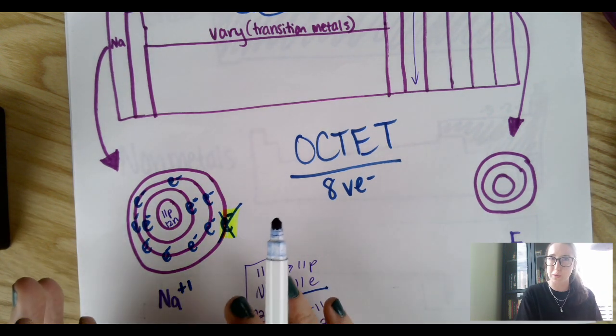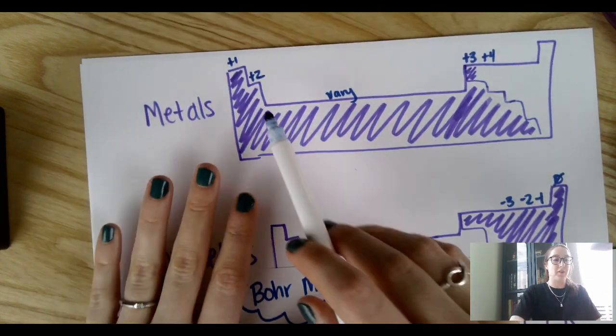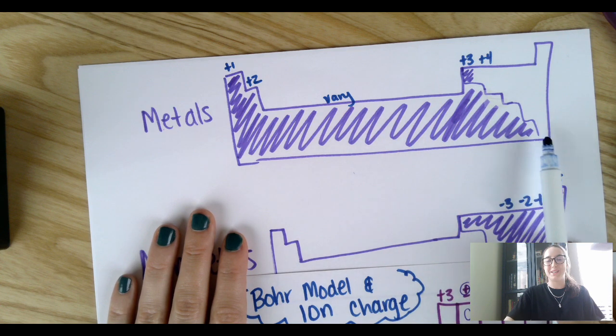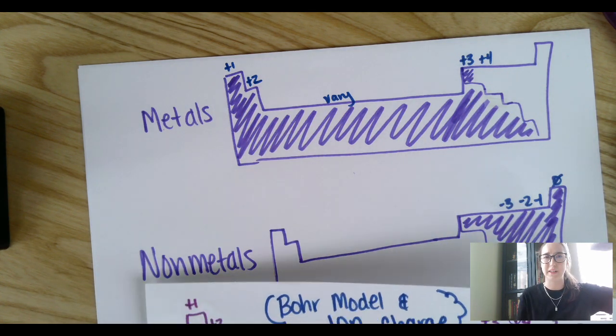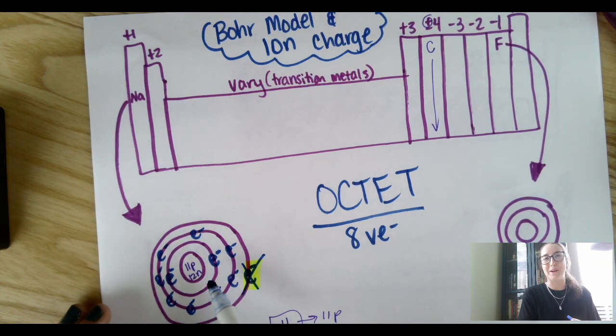It is way easier for metals, which are from this side all the way below this metalloid staircase, so much easier for metals to get rid of their valence electrons because underneath they have that octet, okay?